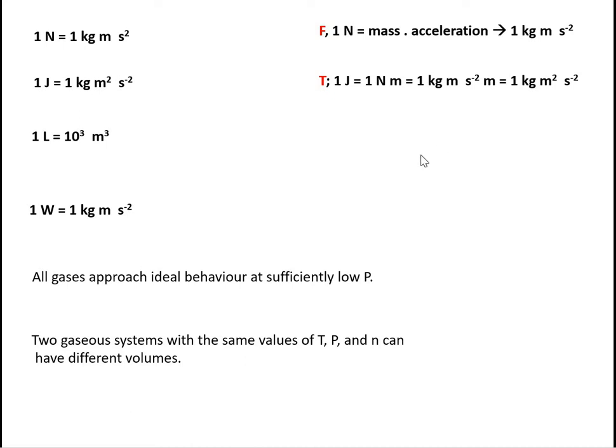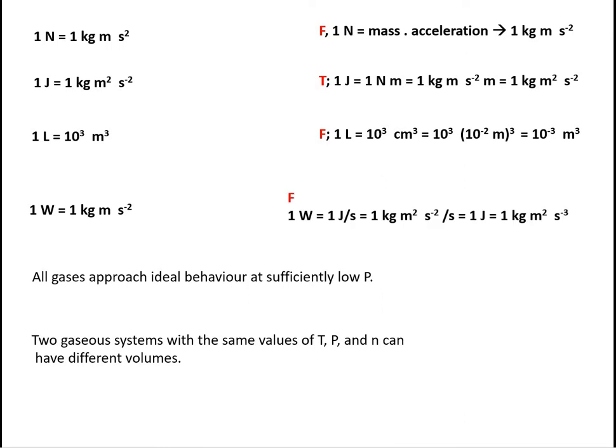1 liter is 10 to the power 3, which is again false, because 1 liter is 1000 centimeter cube, and centimeter is 10 to the minus 2 meter. So it's cube, so 10 to the minus 2 meter whole cube. So finally the result is 10 to the minus 3, not plus 3, as given in the question. 1 watt is the power unit. So again it is joule per second, and joule as given in the second problem is kg meter square second to the minus 2, per second. So finally the answer is 1 kg meter square second to the power minus 3.